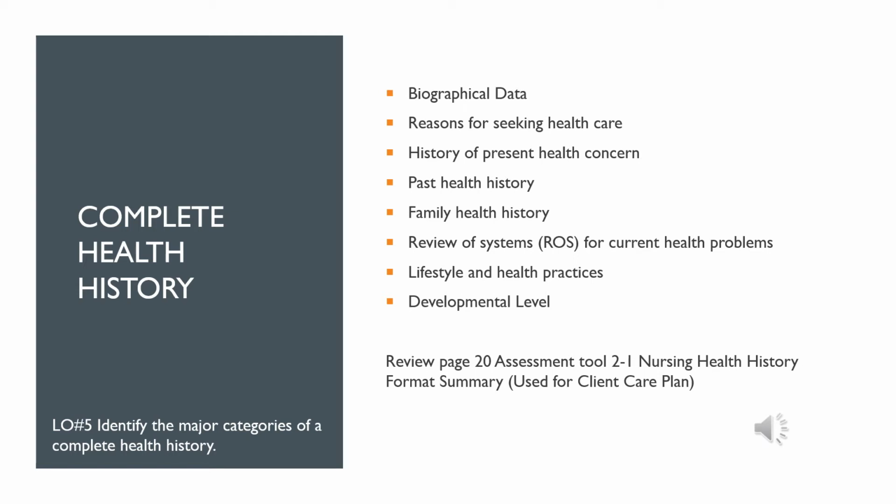The categories of a complete health history include this information. So there are 8 sections in a health history: the biographical data, the reason for seeking health care, history of present health concern, past health history, review of systems, often abbreviated ROS, lifestyle and health practices, and developmental level. If you go to your textbook and look at assessment tool 2-1, it'll give you all of the information that's in each of those categories. And we will be practicing these in the lab as well.